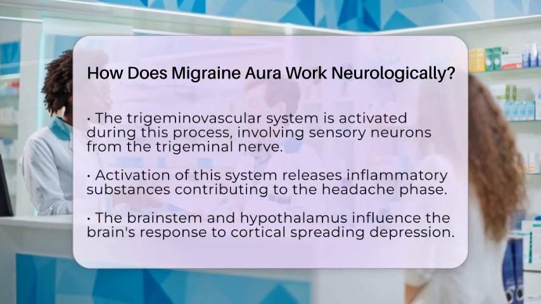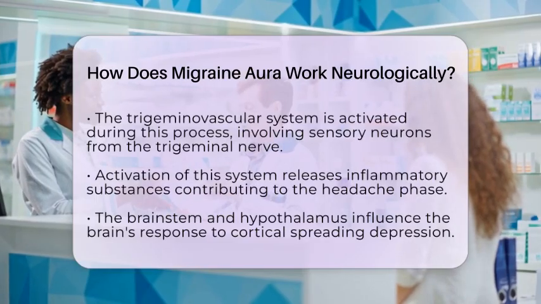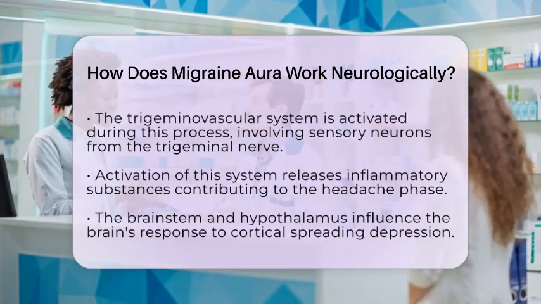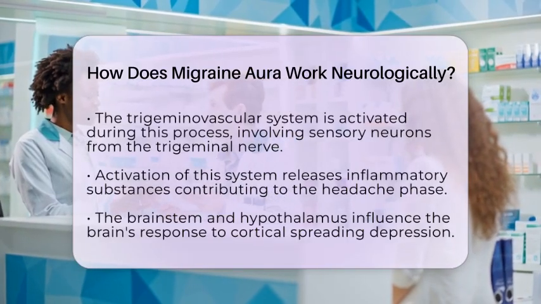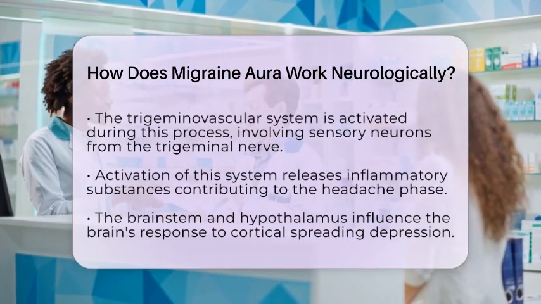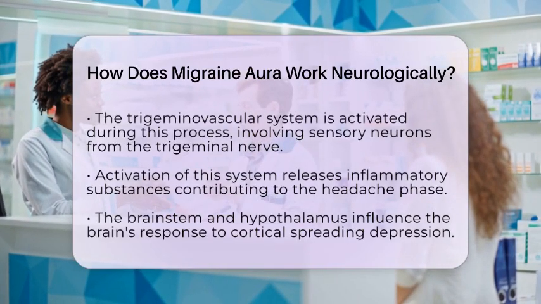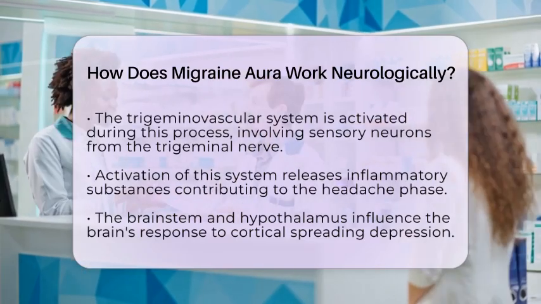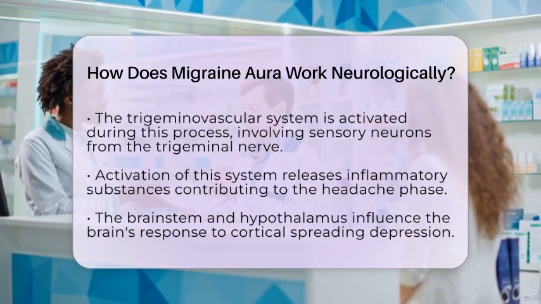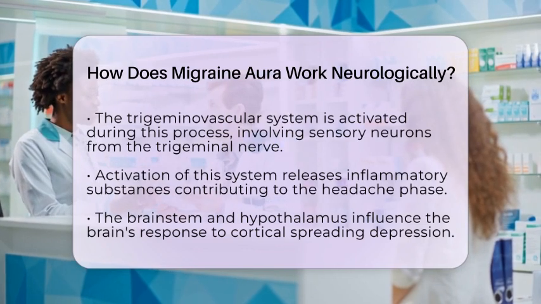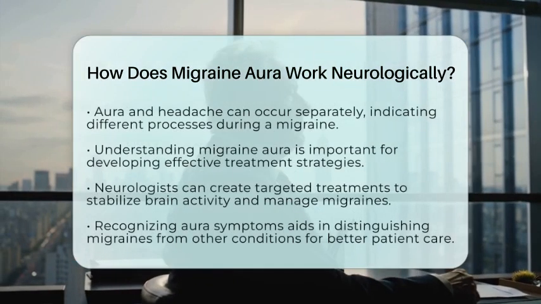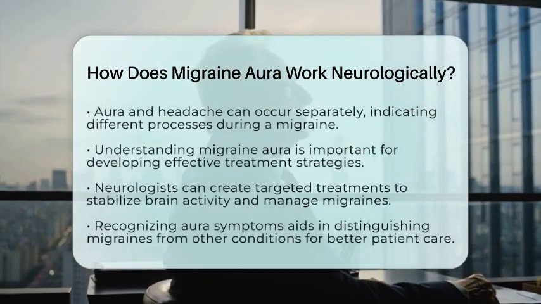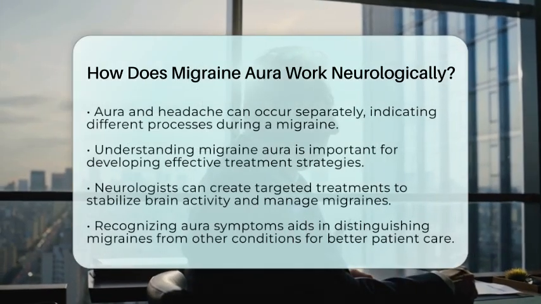The brainstem and areas like the hypothalamus play a role early in the migraine process. They influence how the brain reacts to cortical spreading depression and help modulate sensory processing. Sometimes, the aura and headache can occur separately, indicating that different but related processes are at work during a migraine attack.